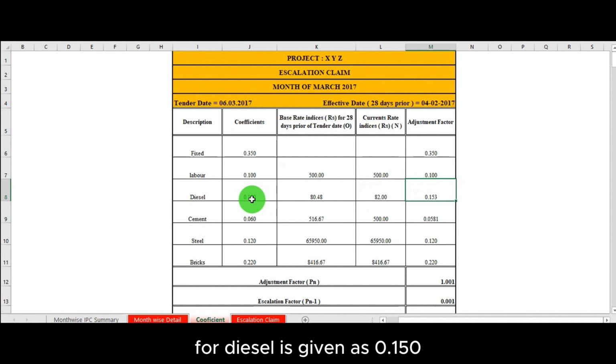Next, the coefficient for diesel is given as 0.150. The base rate is 80.48 and the current rate is 82. So by dividing 82 by 80.48 and multiplying it by 0.150, the adjustment factor will become 0.153. The next element is cement with a coefficient of 0.060.